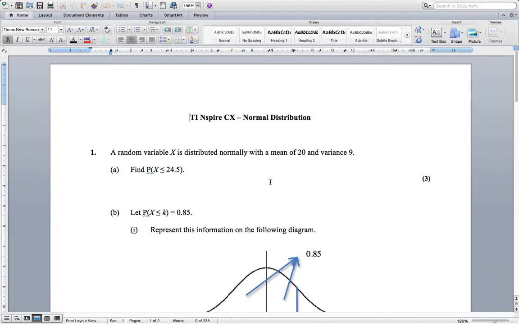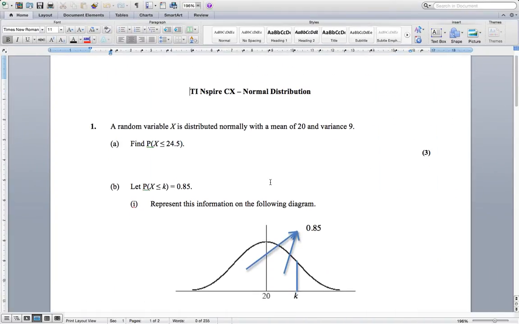The first problem: a random variable x is distributed normally with a mean of 20 and variance 9. If the variance is 9, it implies that the standard deviation is 3, the square root of 9. So find P of x less than or equal to 24.5. So we need to find the probability.